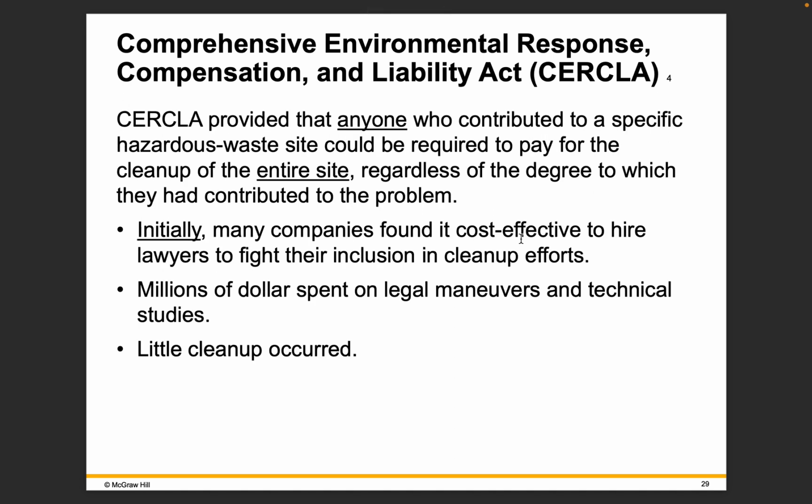CERCLA provided that anyone who contributed to a specific hazardous waste site could be required to pay for the cleanup of the entire site, regardless of the degree to which they'd contributed to the problem. Initially, many companies found it cost-effective to hire lawyers to fight their inclusion in cleanup efforts. Millions of dollars were spent on legal maneuvers and technical studies, and little cleanup occurred.